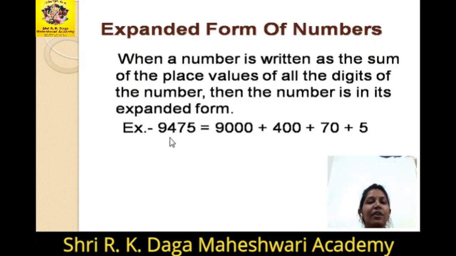9475 is equal to 9 is at 1000's place, so here we will write 9000, plus 4 is at 100's place, so here we will write 400, plus 7 is at 10's place, so we will write 70, plus 5 is at 1's place, so here we will write 5. So it is 9475.